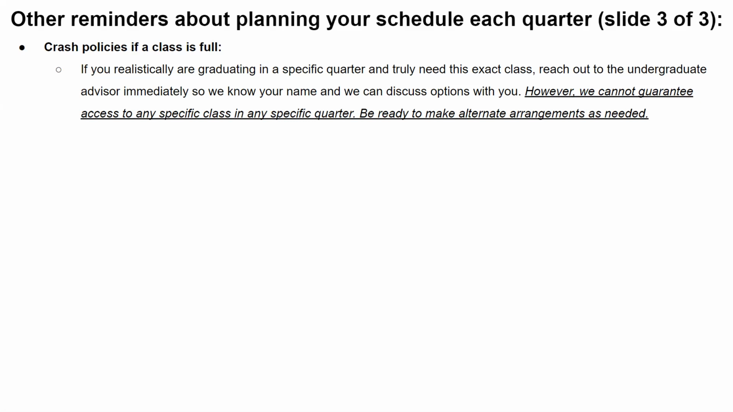Then you can reach out to the undergraduate advisors immediately, more so that we know your name and we can discuss options with you. We can't guarantee specific access to specific classes in any certain quarter. Be ready to make alternate arrangements, but we can know that you're looking for the class and we can talk with the professor and see what's going on and help you get your best chances of getting into the class. You do still want to add yourself to the waitlist on Gold though.